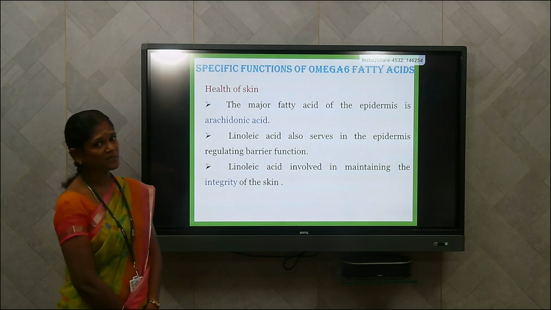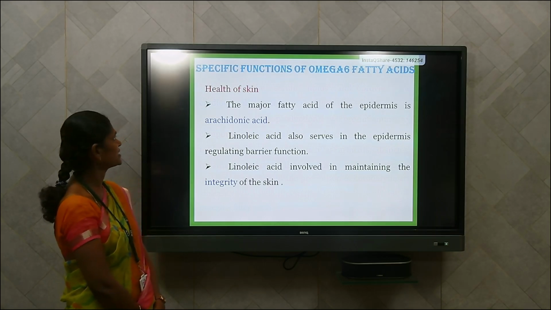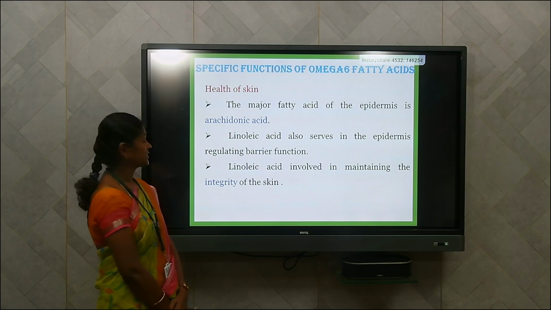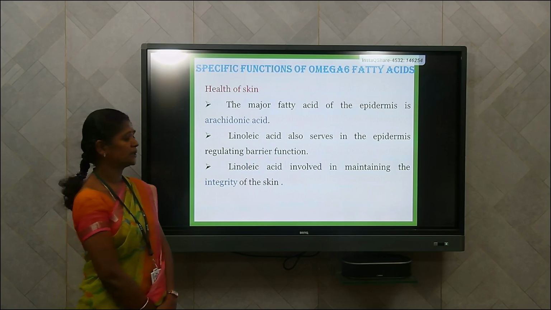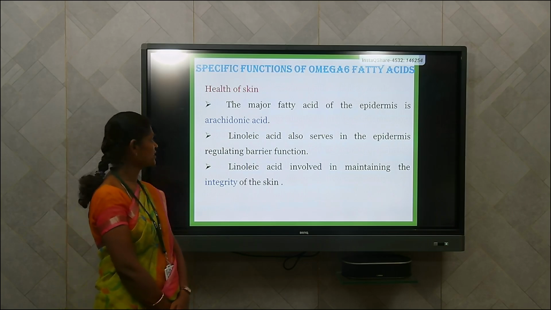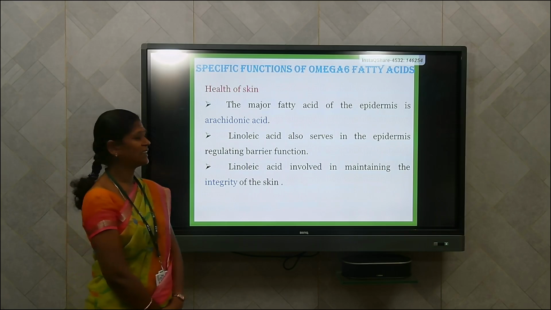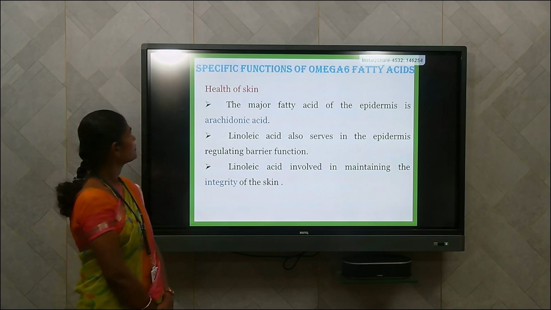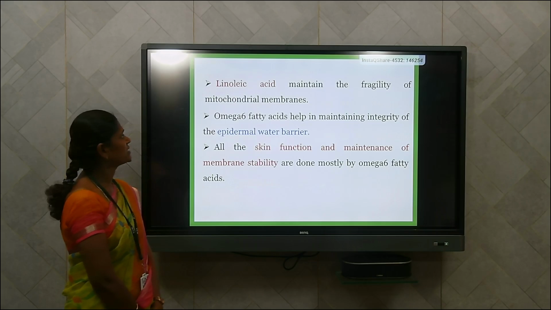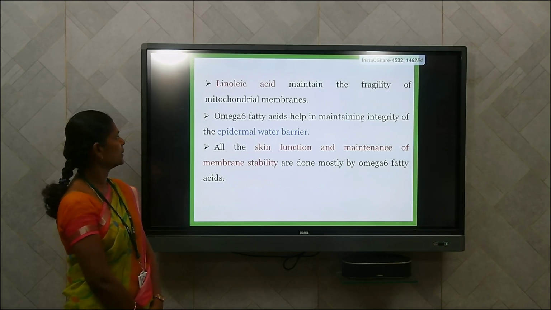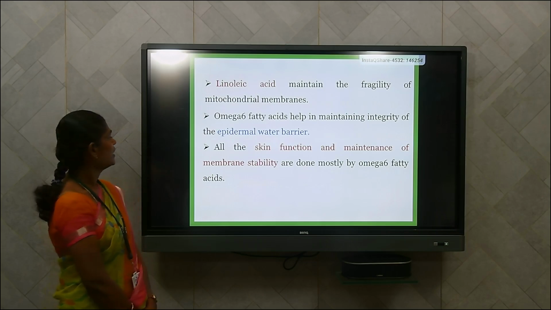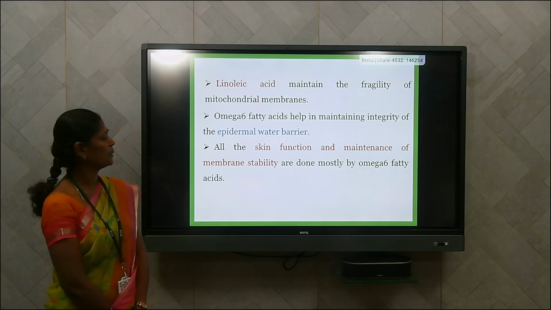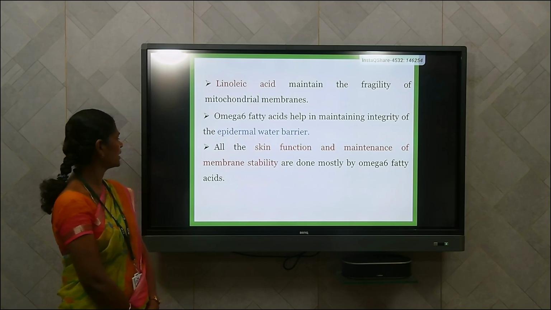Next, we can see the specific functions of omega-6 fatty acids. In the skin, the major fatty acid of the epidermis is arachidonic acid. Linoleic acid also serves in the epidermis, regulating the barrier function and maintaining the integrity of the skin. Linoleic acid maintains the fragility of mitochondrial membranes and helps maintain the integrity of the epidermal water barrier. All skin function and maintenance of membrane stability are done mostly by omega-6 fatty acids.